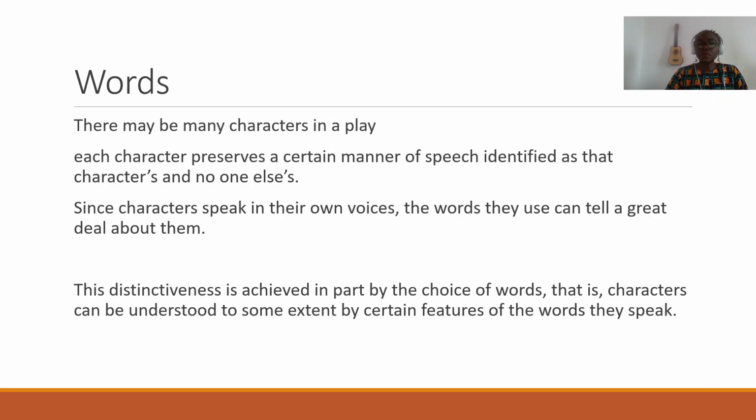And so, since characters speak in their own voices, the words they use tell us a great deal about them: who they are, what they are, where they are coming from, their state of mind at any given point, even their profession because of certain technical terms they might use. And so the choice of words helps us to understand character, because each character speaks in his own voice and they speak in a certain way.